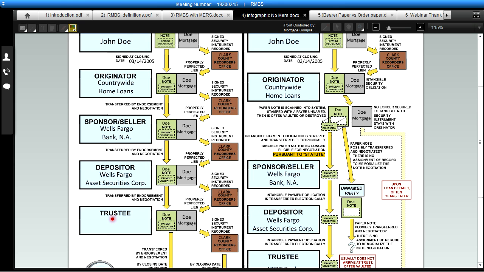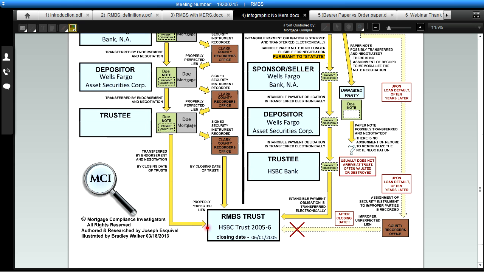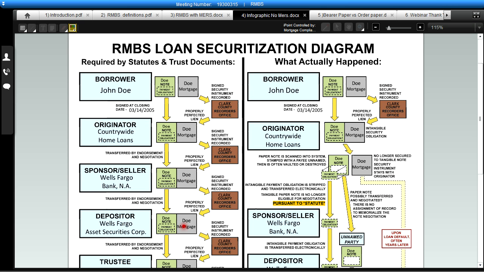Okay, so we're starting at the top. John and Jane Doe, they're at title, they sign their documents, they have the Doe note, the Doe mortgage. All right, so after signing, the Doe mortgage goes to the Clark County Recorder's Office. Okay, once it's been recorded, indexed, and filed of record, it's then sent back to the originator. Now we've got a properly perfected lien, attaching the intangible and the tangible.